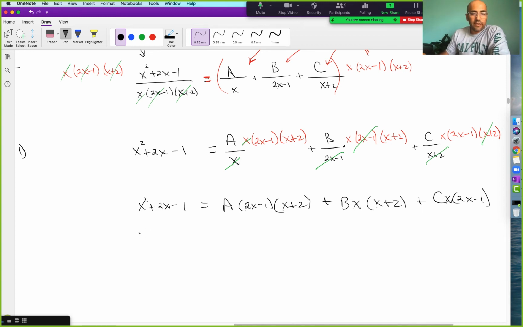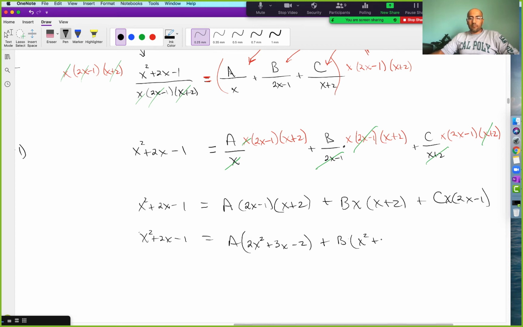So this is going to stay the same. X squared plus 2x minus 1 is equal to, so if we FOIL out the 2x minus 1 times x plus 2, so I'll end up with a times, and I get 2x squared. That makes it 4x minus x, makes it plus 3x minus 2, plus b times x squared plus 2x, plus c times 2x squared minus x.